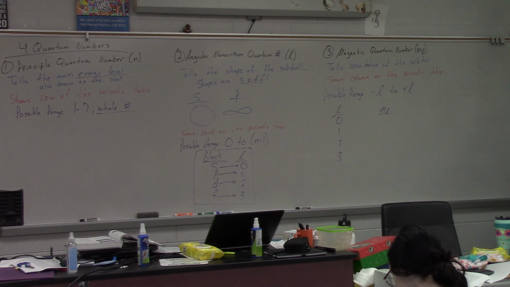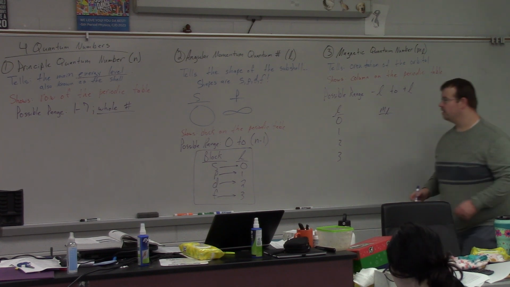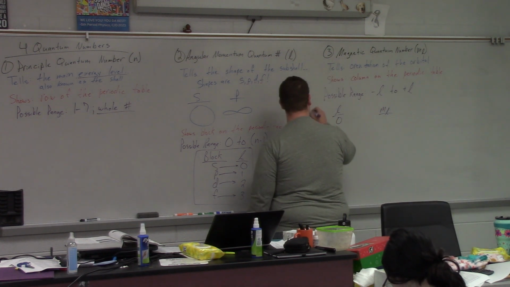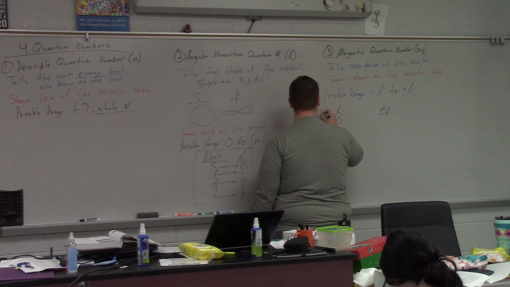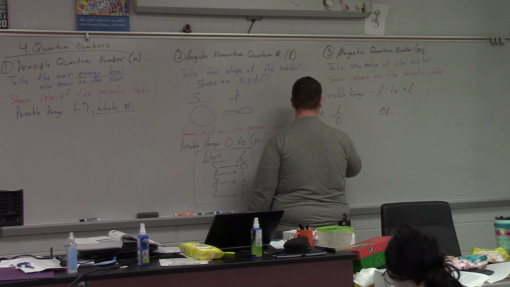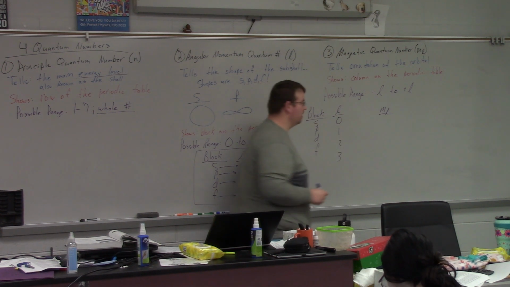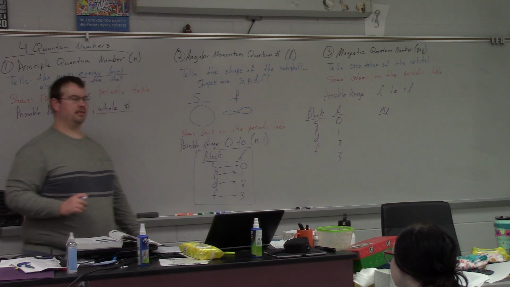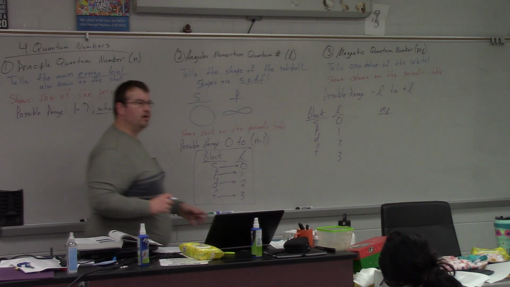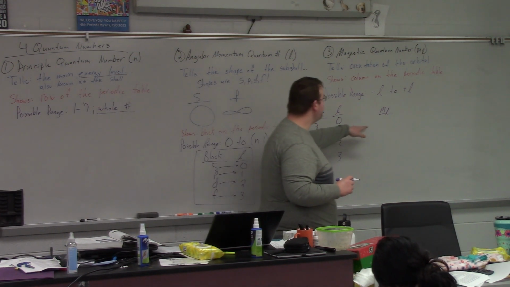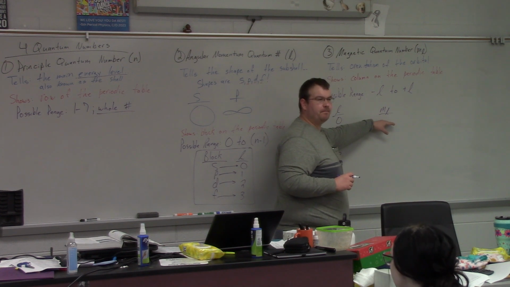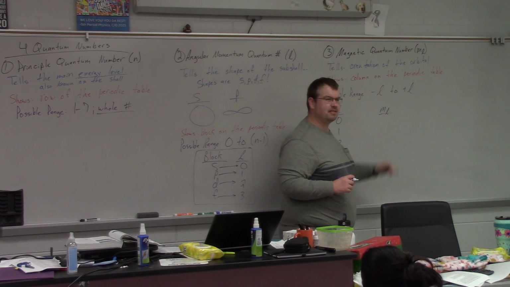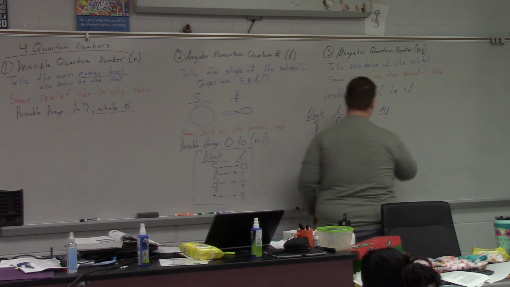Now remember what blocks these are for. These still are for a certain block: S, P, D, and F. So when you look at this, look at L. L is 0. What's the possible range for M sub L? Negative 0 to positive 0, which is 0.